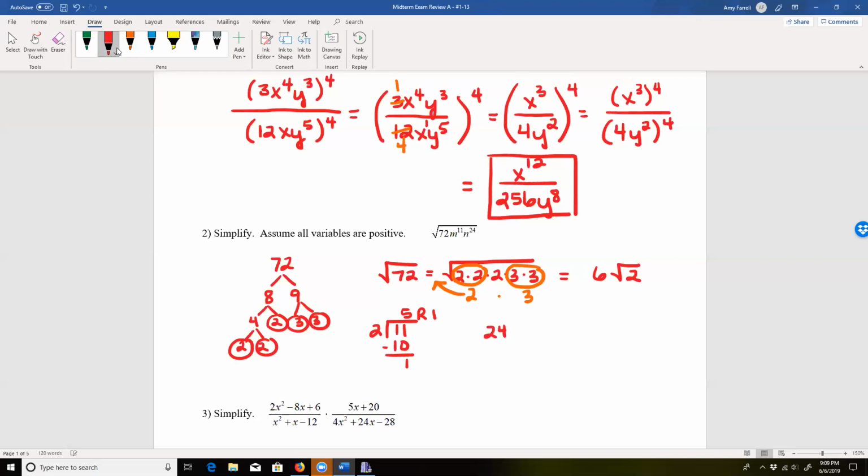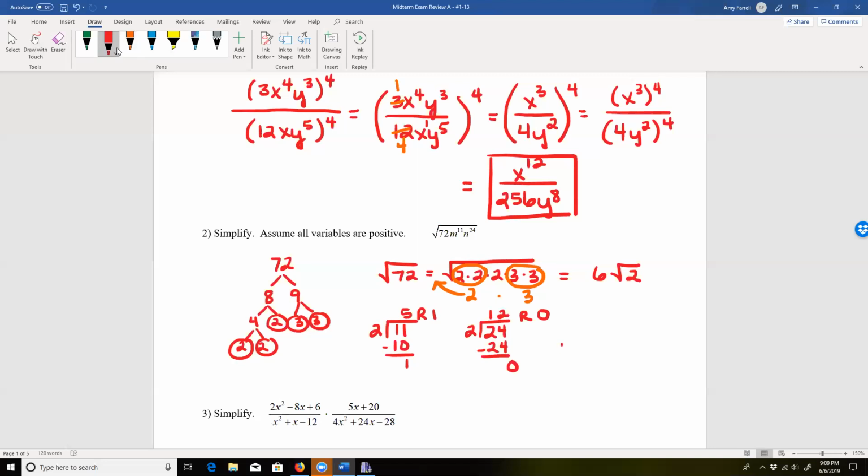With the 24, 24 divided by 2, 2 goes in 12 times, which is 24, and the remainder is 0. So this means I'm going to have an n to the 12th in front, no n underneath the square root.